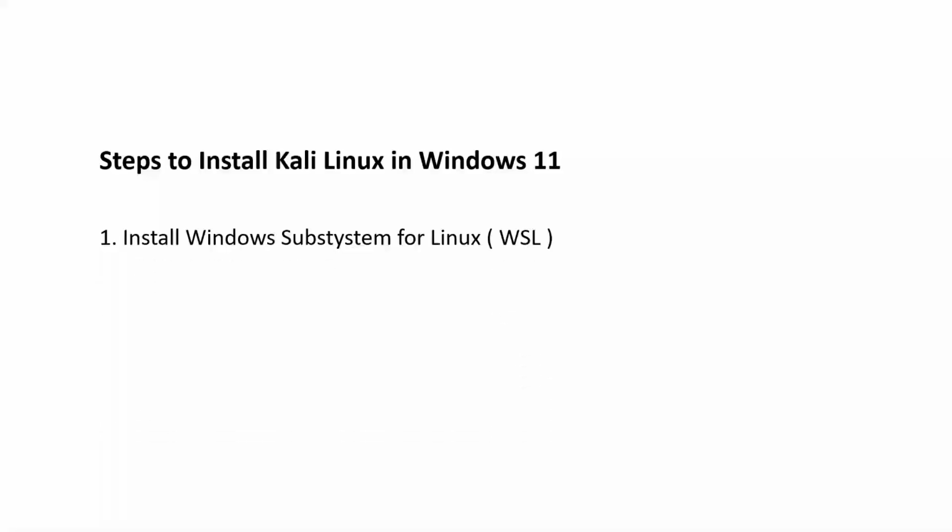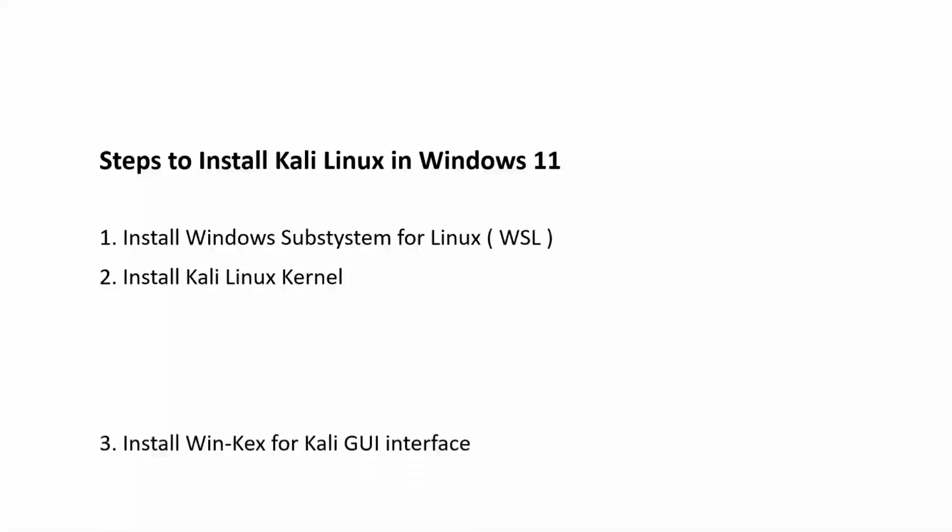First, we need to install the WSL, which we will see in this video. Next part will be installing Kali kernel to Windows 11. And in the last one, we will be adding the WinKEX to enable the GUI interface for Kali.